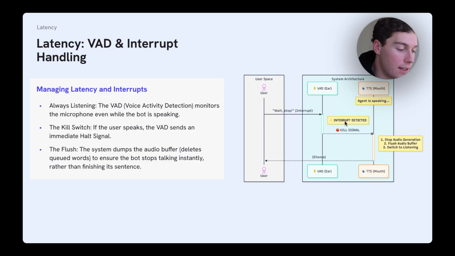And this is the engineering detail that most people miss. When you send the kill signal, the text-to-speech engine still has 2 to 3 seconds of audio left in the buffer, or the queue. And if you don't delete that, the bot will finish its sentence after you told it to stop. So the orchestrator must physically dump the audio buffer. It deletes the queued bytes. This ensures the bot shuts up instantly. If you don't build this loop, you don't really have a conversation. It's more like two people lecturing each other.